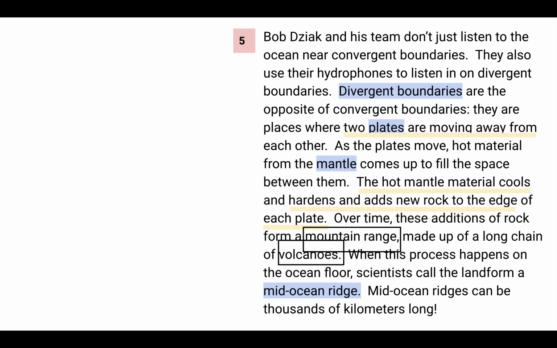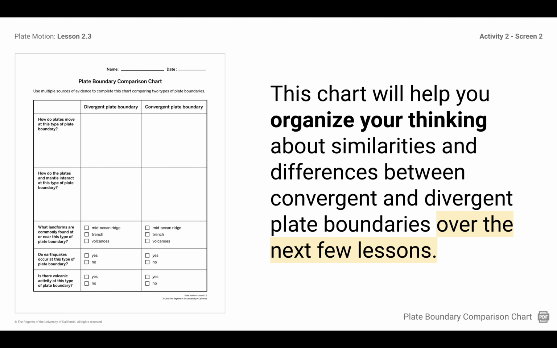Mid-ocean ridges can be thousands of kilometers away. All right, so go ahead and put a box around mountain ranges and volcanoes. And I want you to write down that we've got a mid-ocean ridge. That's the landform. Does it say that there's volcanic activity here? It does not. It says there are volcanoes, but no volcanic activity. That's important to remember. All right, so now we're going to be using the plate boundary comparison chart.